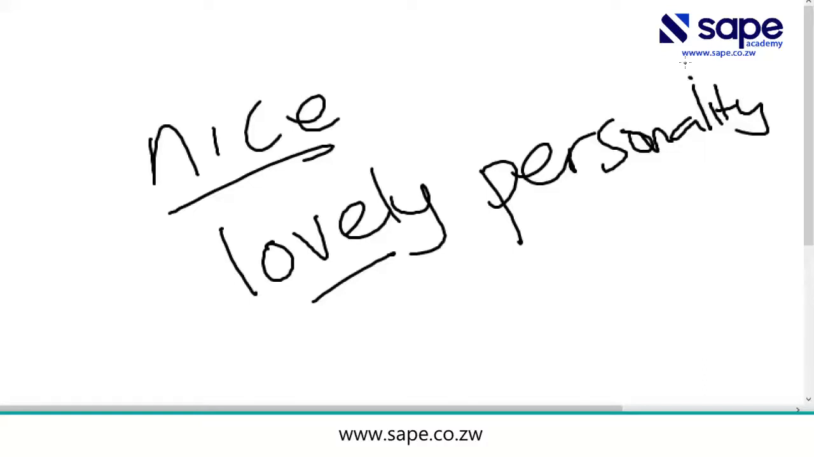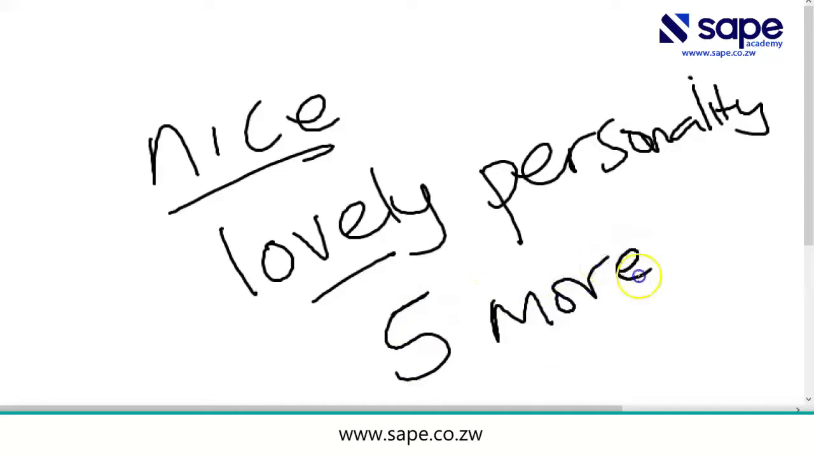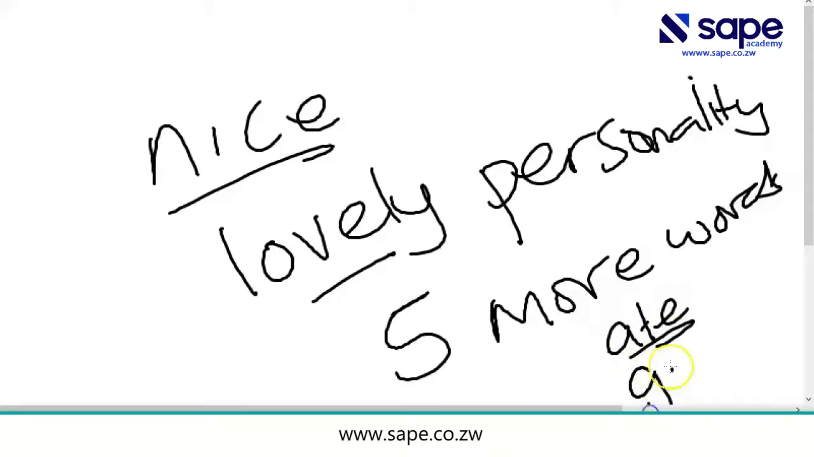So you need, as a student of English language doing O-levels or IGCSE, to use words in a powerful manner. So today, I just want you in the comment section to give me 5 more words for the word ate. I've already given you gobbled. So I just need you to give me 5 more words, and you write them down in the comment section.